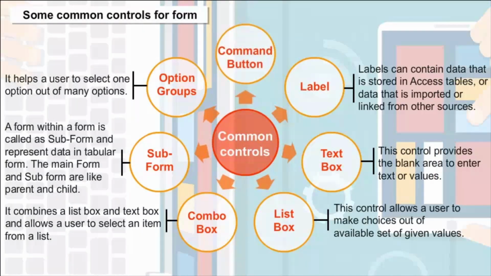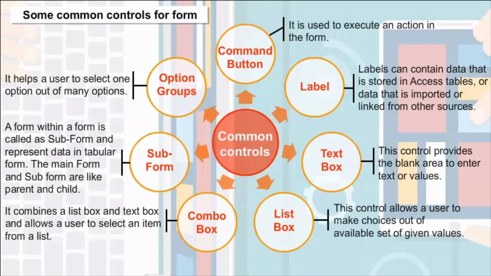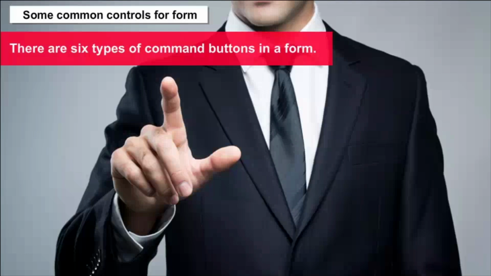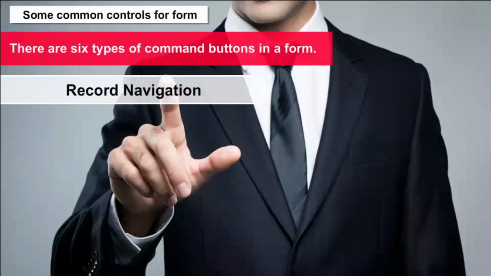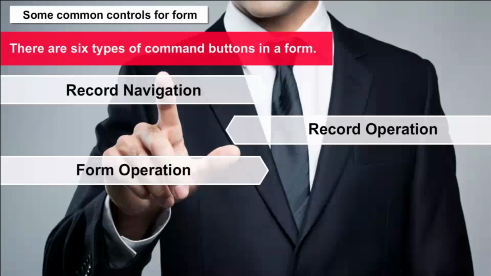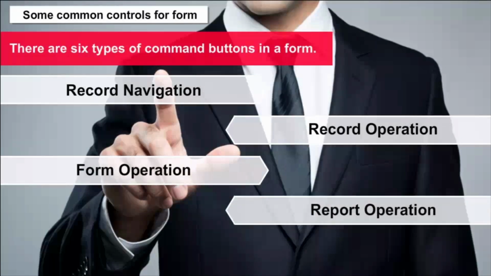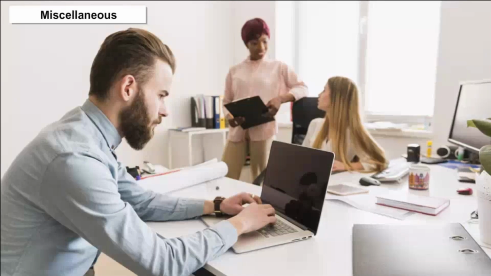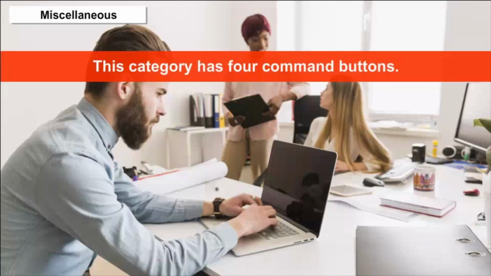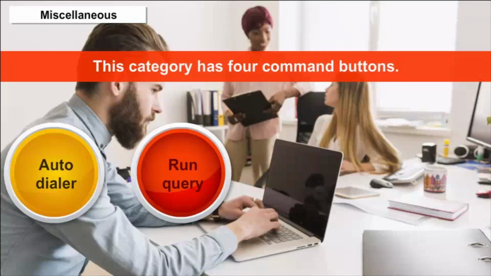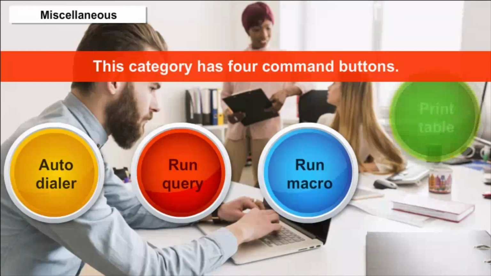Option groups. It helps a user to select one option out of many options. Command button. It is used to execute an action in the form. There are 6 types of command buttons in a form. Record navigation, record operation, form operation, report operation, application. Miscellaneous. This category has 4 command buttons. Auto dialer, run query, run macro, print table.